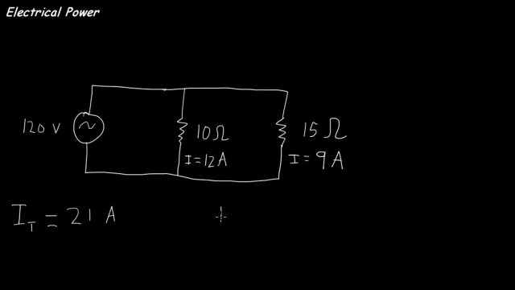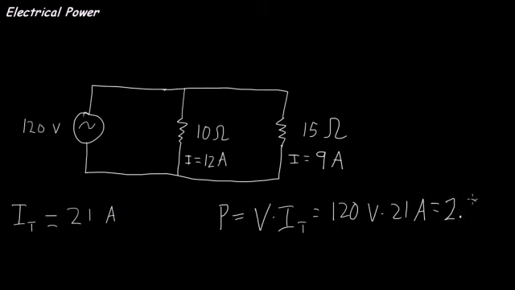Now if I want to figure out the power being used by this circuit, this combined circuit in watts, I just multiply voltage times my total amps, and I get 120 times 21, and I get something like 2.52 kilowatts. So hopefully this will give you some hints for the homework assignment.